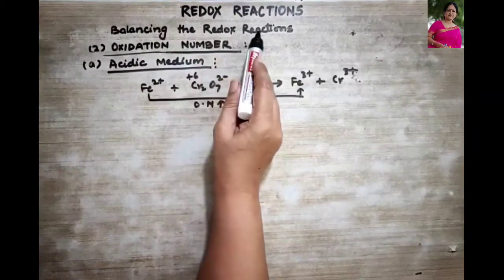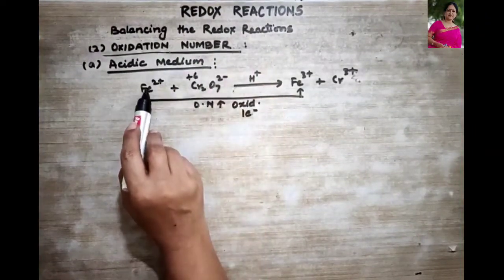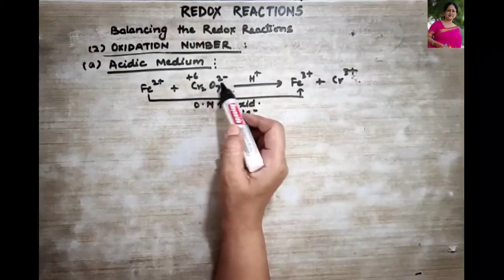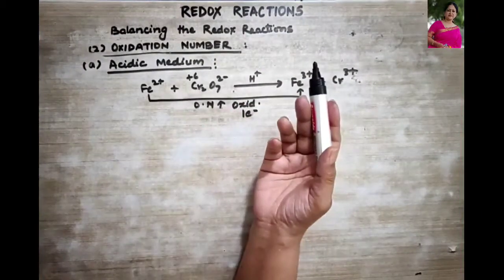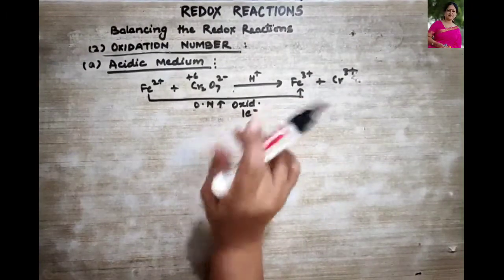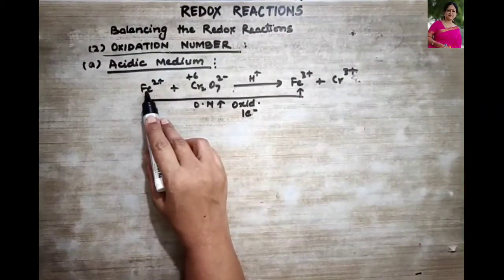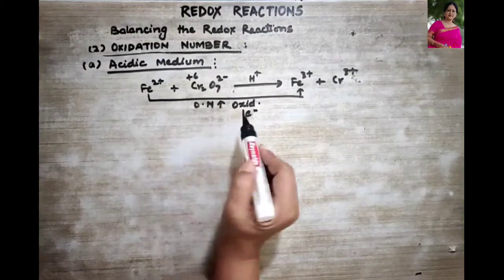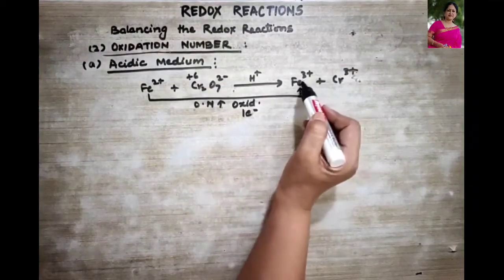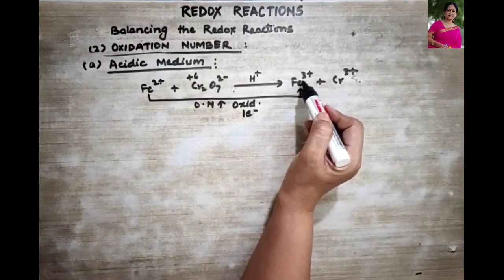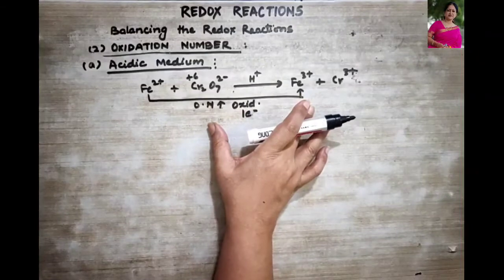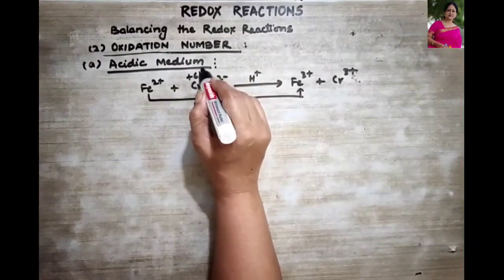Now it is a redox reaction, remember. If this is donating an electron, somebody has to accept the electron. That means the chromium ion is going to accept electrons. I hope this point is clear. So one atom of ferrous ion is donating one electron and converting into one atom of ferric ion, right? Now let us look at chromium.